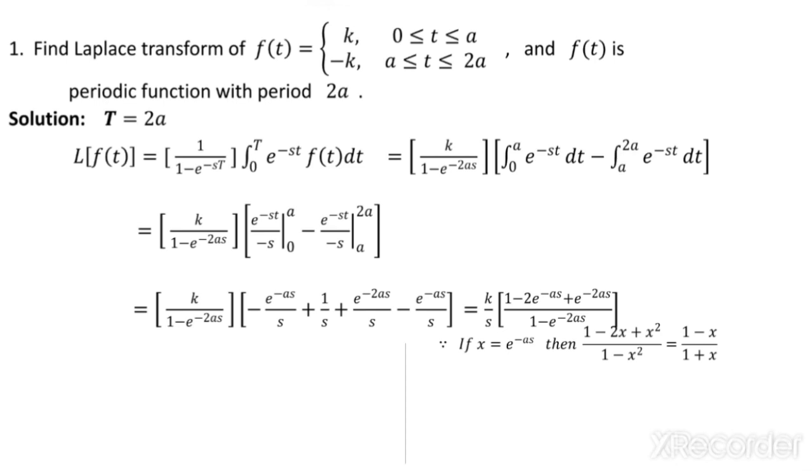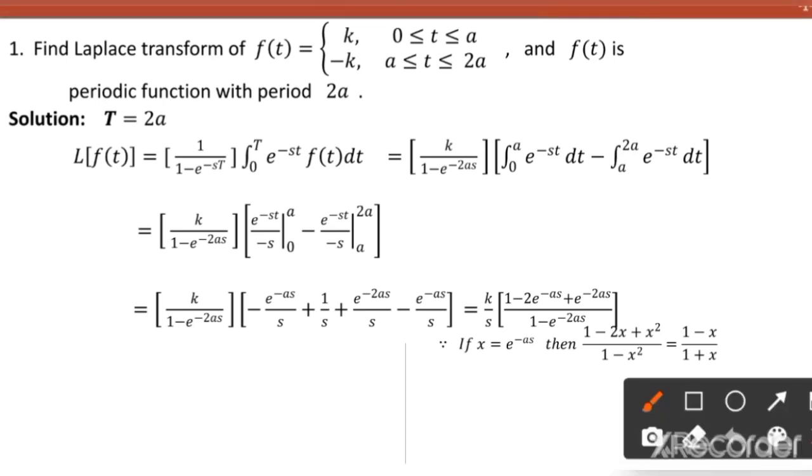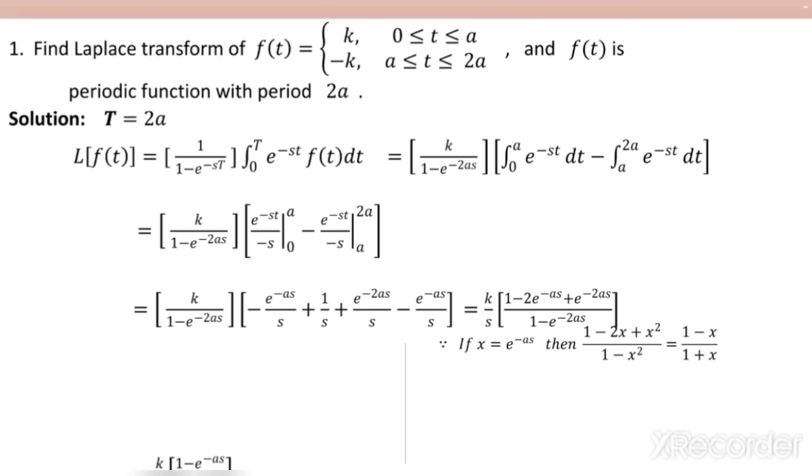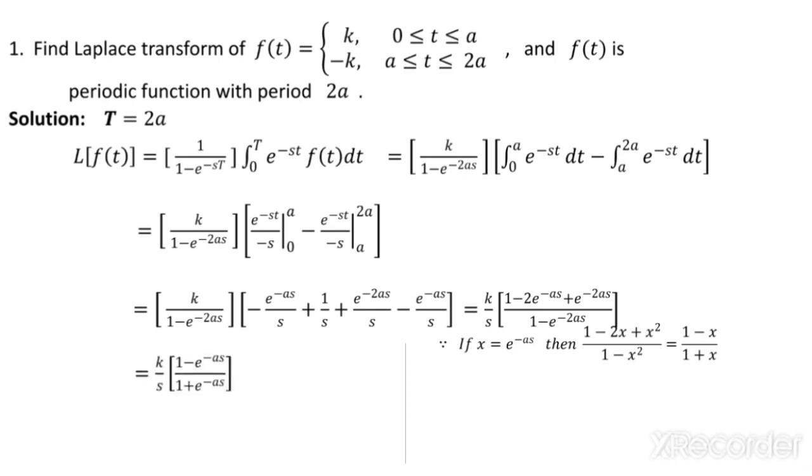So that means we get back x, so it is e power minus as. So I get (1 minus e power minus as) by (1 plus e power minus as). So here we get k by s times (1 minus e power minus as) by (1 plus e power minus as).